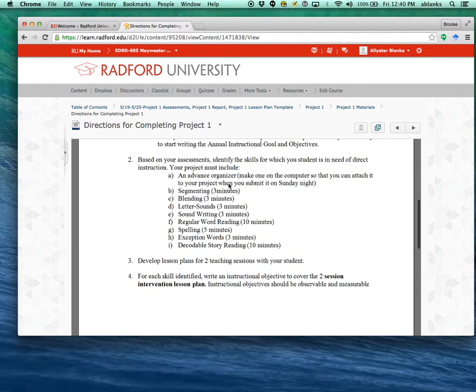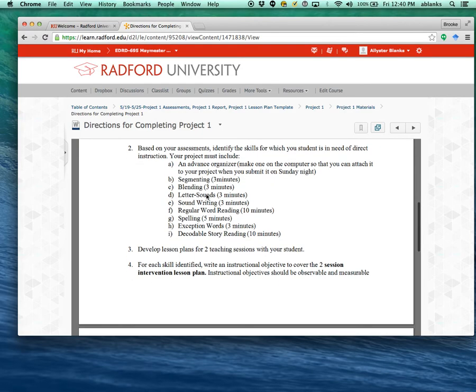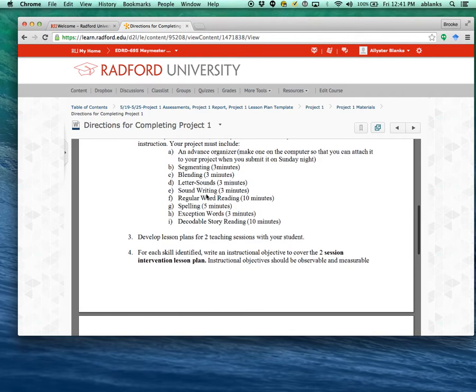Based on the assessments, you have to identify the skills for which your student is in need of direct instruction. Go back to Borsig and Damer and look at what your advanced organizer is going to look like. You can disregard the Sunday night piece. I just need you to submit the advanced organizer when you submit the entire project to me. Most students are going to need work with segmenting and blending. If you have doubts about that, get in touch with me once you've given your assessments and we can talk through it.